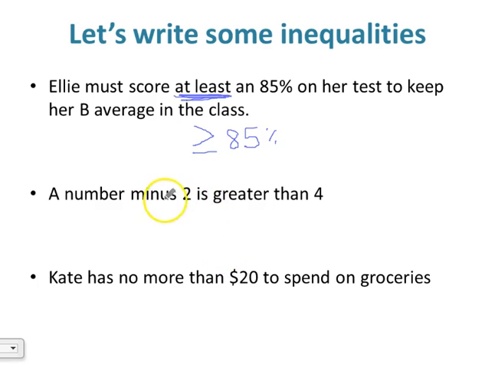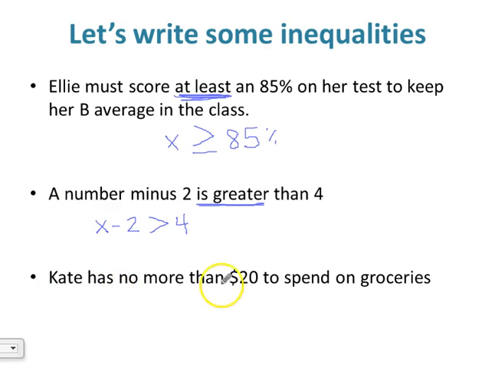The next one, by the way, I should have said that x represents the score she needs to have on her next test. So the next one says a number, so it's an unknown, so I'm going to put x to represent the unknown number, minus 2, so I'm going to subtract 2 from that number, is greater than, so I'm just going to use the greater than inequality 4. And then we could actually solve this, but we're not going to. I just wanted us to write inequalities.